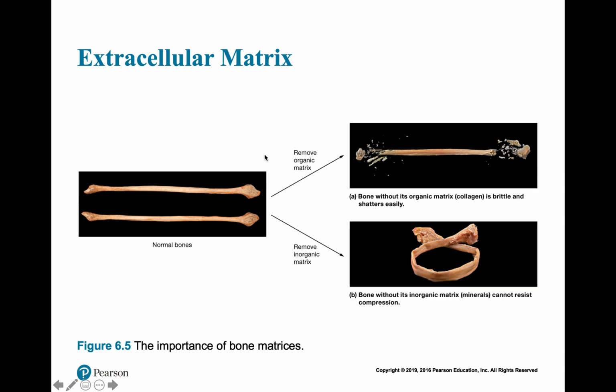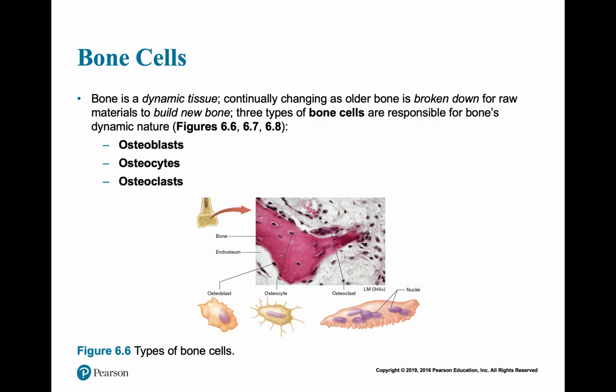So both the organic matrix as well as the inorganic matrix are required and important in giving the bones their stability, the ability to resist compression, their hardness, their ability to resist pulling forces and twisting forces, okay?